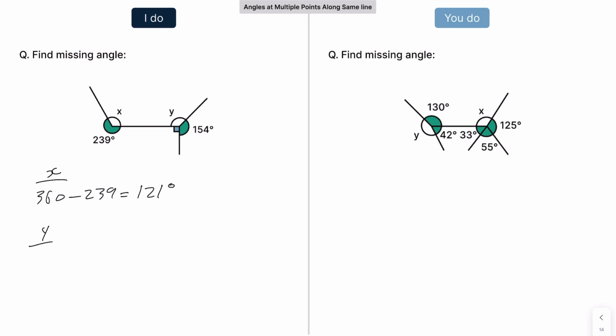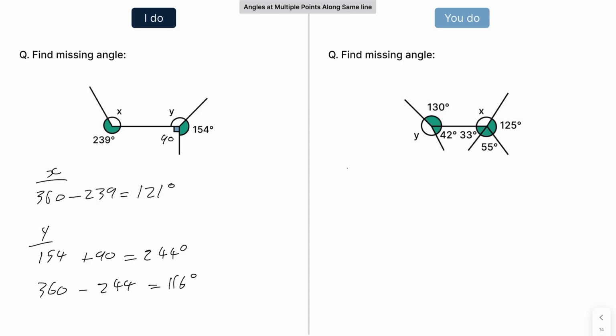And then for y, again, you can write the 90 on if it helps. That's going to be 154 plus 90, which is going to be 244. And that's going to be 360, take away 244, that's 116 degrees. Again, press pause and have a go at the example on the right.